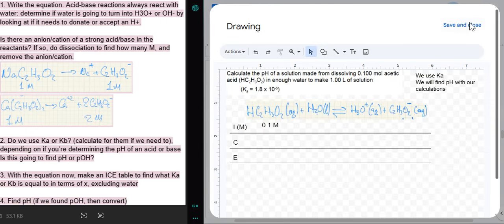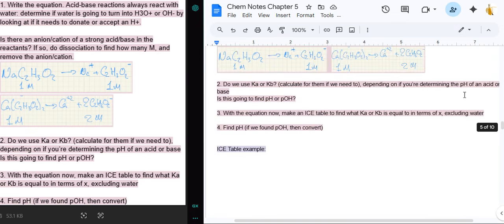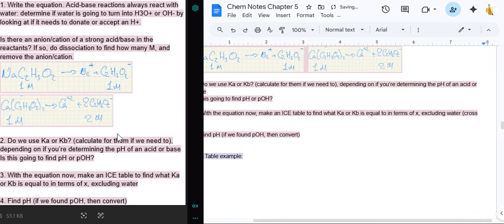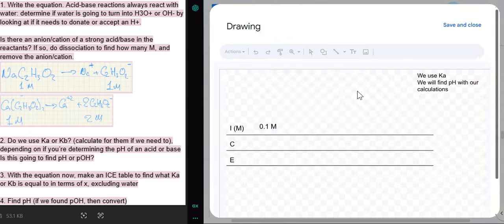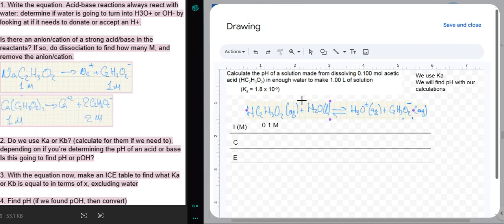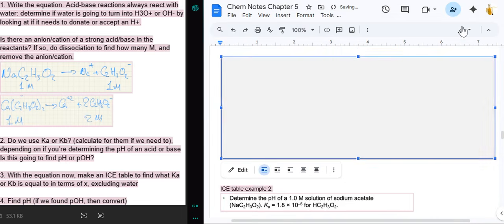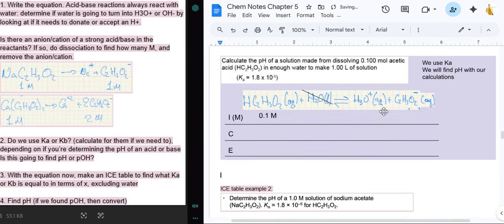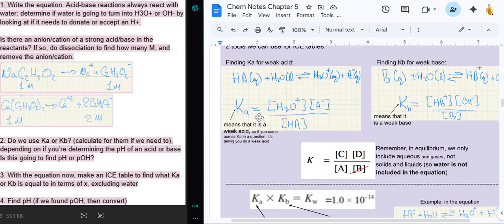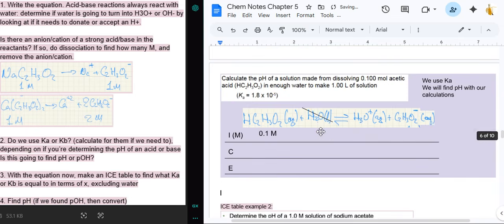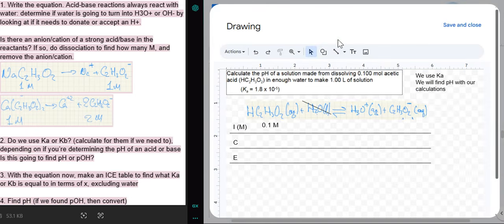So excluding water. So you should cross out water, just as a reminder that you will not be using it. Because later on, when you do this equation, you won't be using it as well. So I'll cross it out.